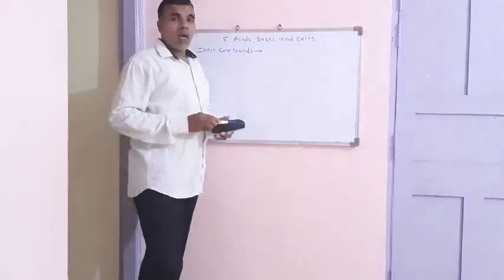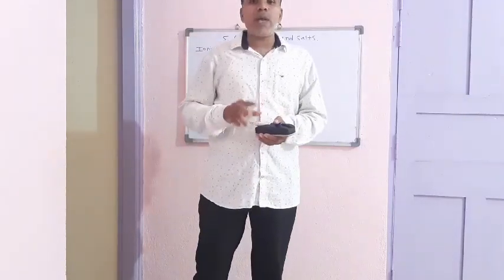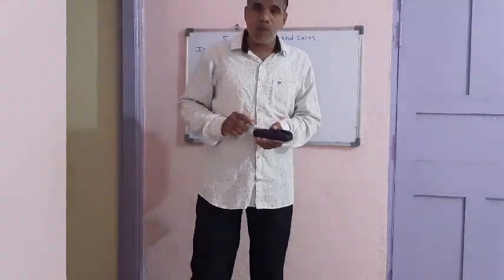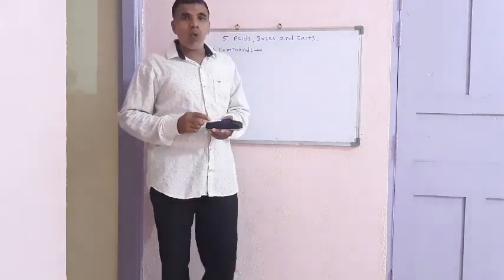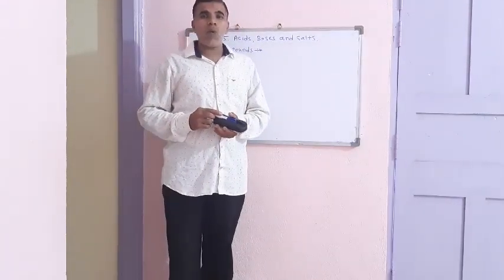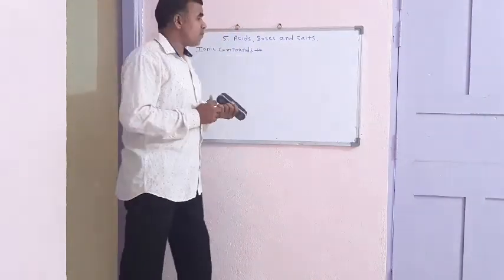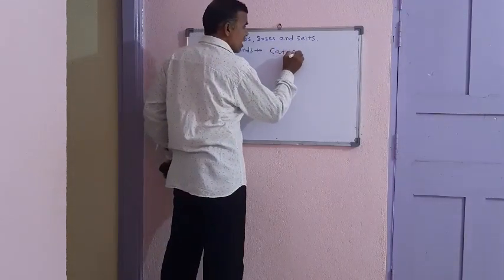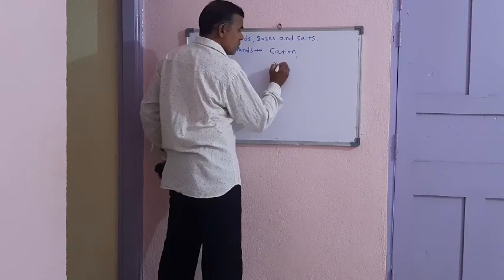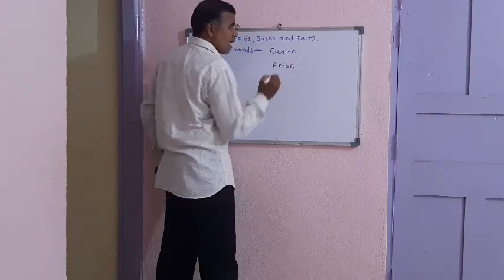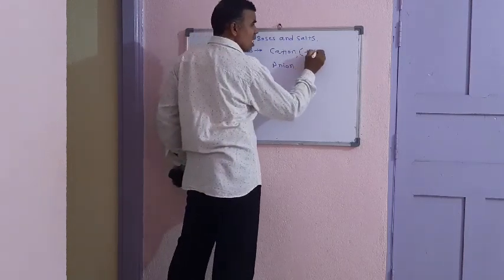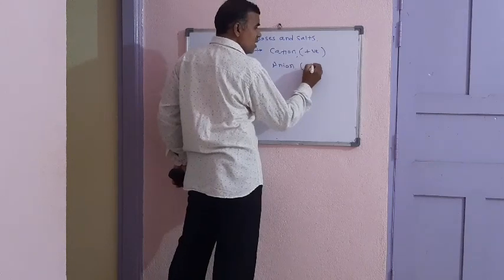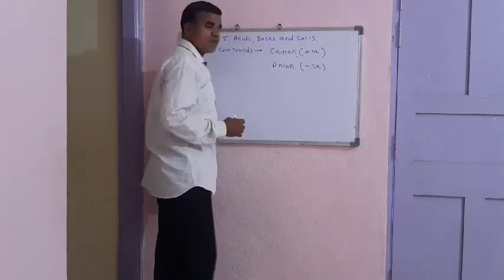Ionic compound. The molecule of an ionic compound has two constituents. Number one, cation, and number two, anion. Cation means positively charged ion and anion means negatively charged ion.